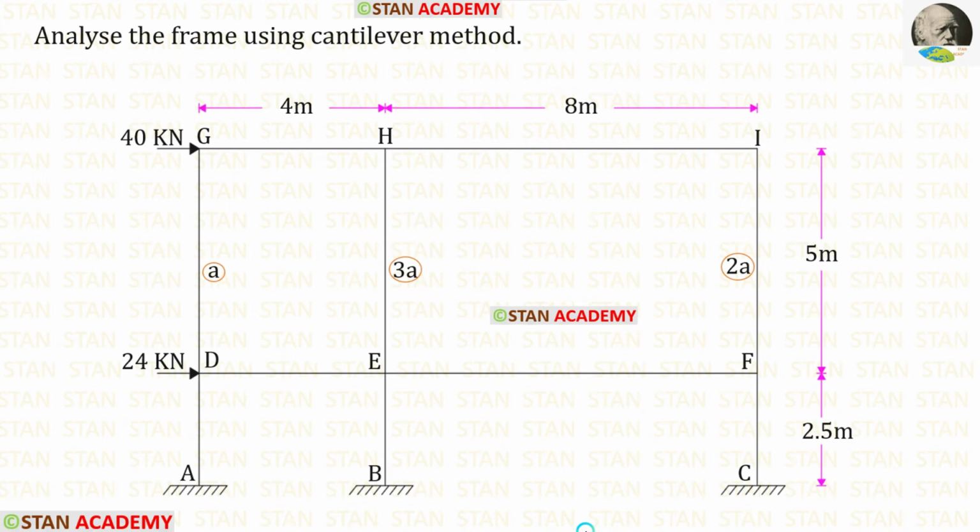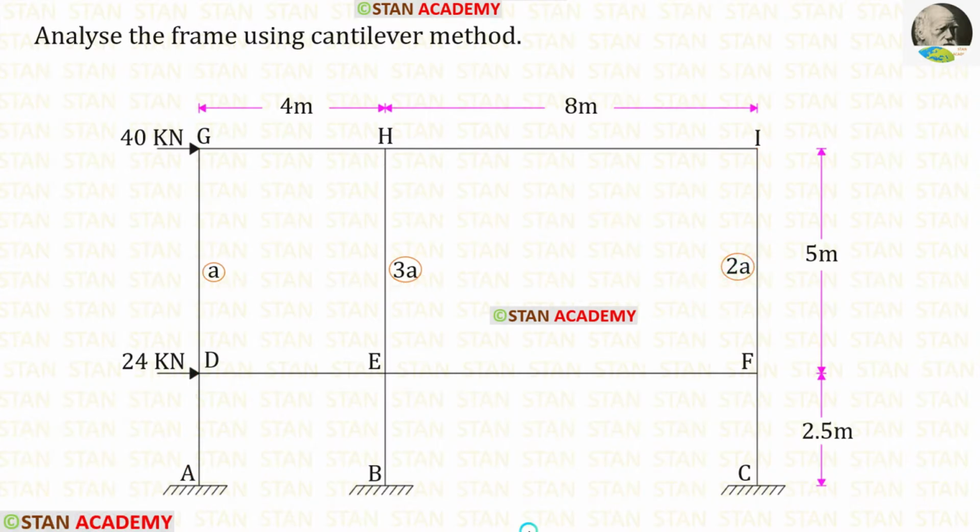Hello everyone. Today we are going to analyze this frame using the cantilever method. In this frame, the columns have different cross-sectional areas. In both of the stories, the first column has the area A, the second column has the area 3A, and the third column has the area 2A.